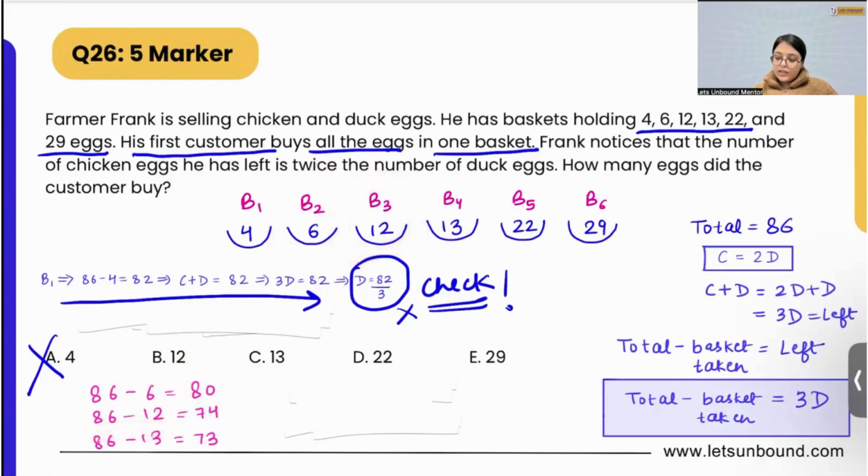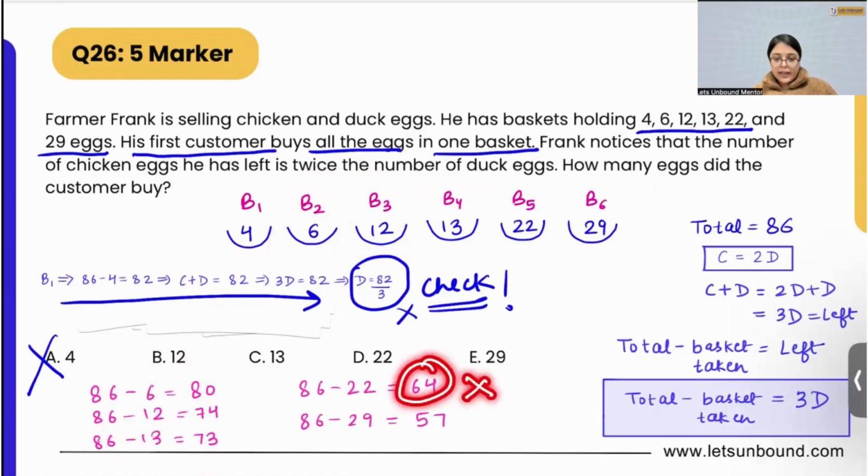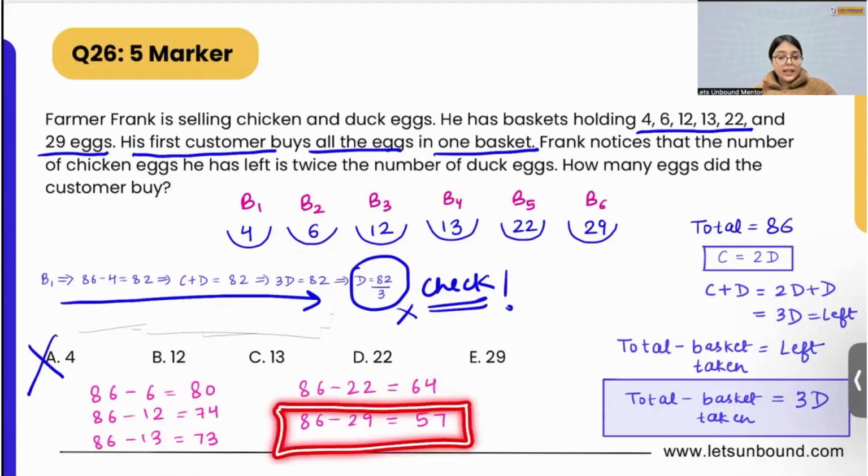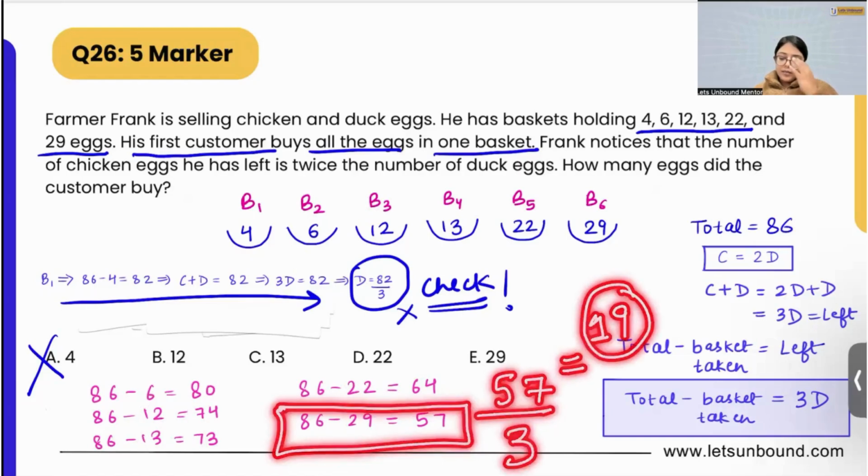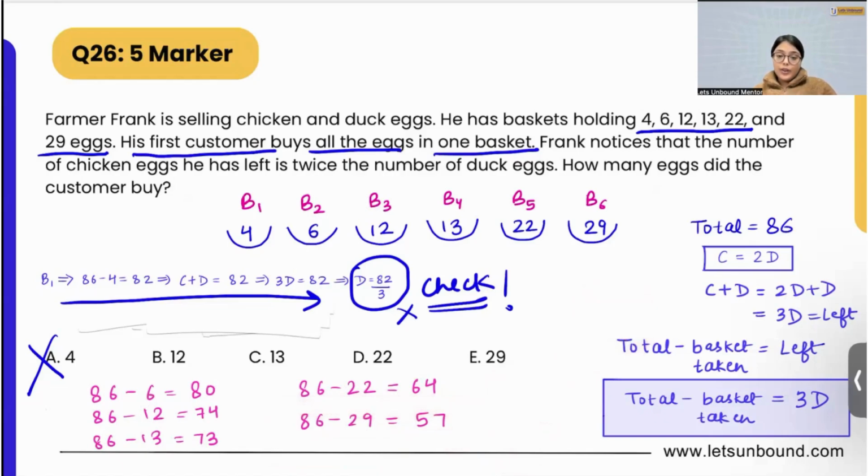Third, which is 13 eggs in basket number 4. So again, 73 is not divisible by 3. Next, let's check for 22. So 86 minus 22 is giving 64. Again, not divisible by 3. Last one, 86 minus 29 gives you 57. And 57 is divisible by 3, because this is going to give you what? Yes, 19. So that means it's a whole number.